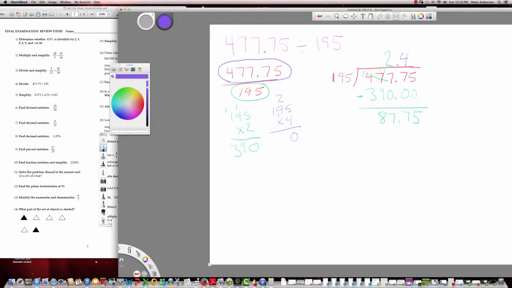5 times 4 is 20. 9 times 4 is 36, plus 2 is 38. 1 times 4 is 4, plus 3 is 7. So this gives me 780. And then I subtract. All right, same game one more time. I'm going to subtract this. So 5 minus 0 is 5. 7 minus 0 is 7. I'm going to have to borrow here, so 17. This is 7. 17 minus 8 is 9.